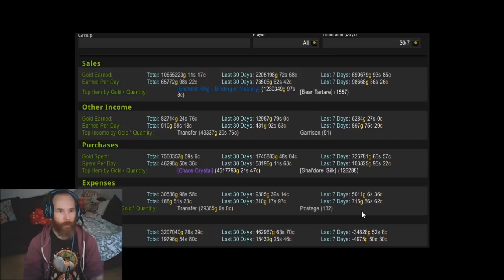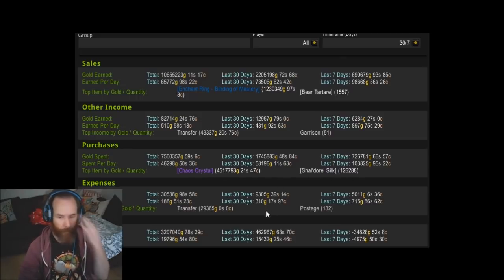So looking overall at my sales from December, you can see here the last 30 days we've sold about 2 million, and Enchant Ring Binding and Mastery still remains the top by gold, and Bear Tartar is now actually the top by quantity. Other income, mainly by garrisons. For purchases, a lot of this will be Chaos Crystals, which you can see here is the big massive purchase, second only in amount to Shaldarai Silk.